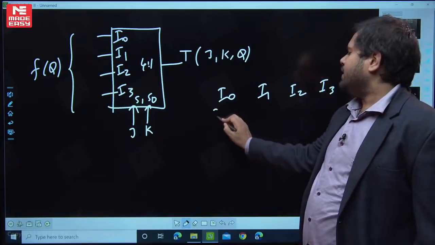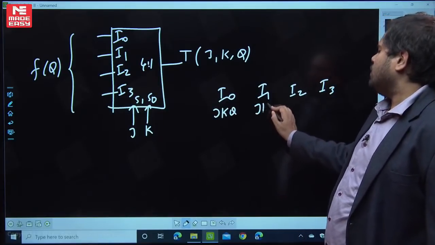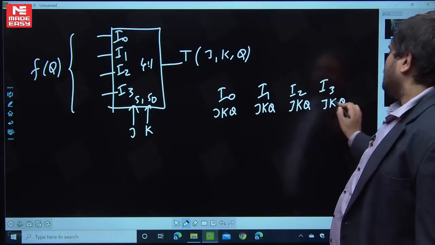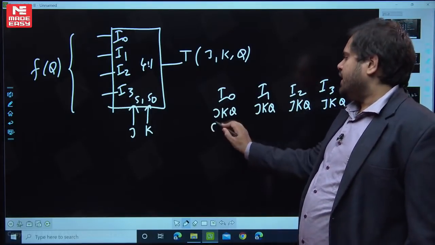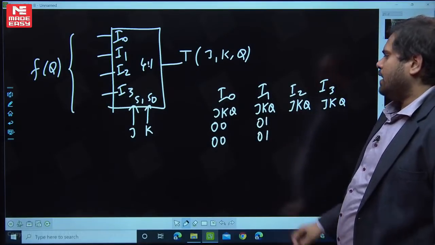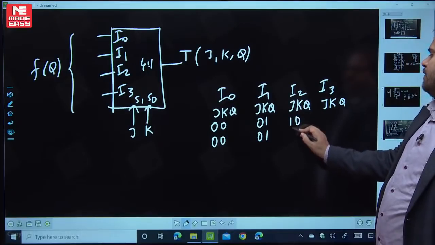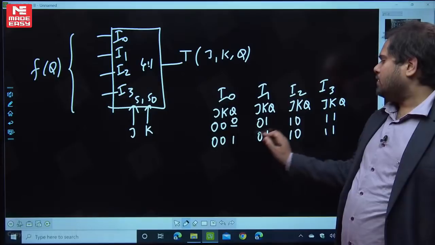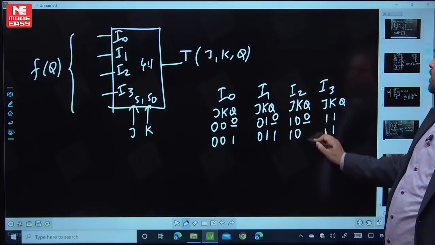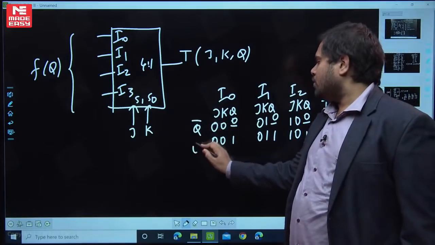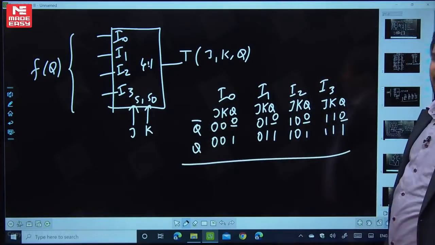So let's write simply J K Q. You might have already studied this method; I have taught it in class. When will I0 get selected? JK is 00. I1 is selected when JK is 01, I2 when JK is 10, and I3 when JK is 11. The missing variable Q is 0 or 1 for each. This is Q bar, this is Q. All of us know this technique, so I'm slightly speeding up.